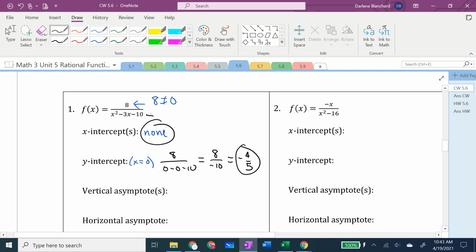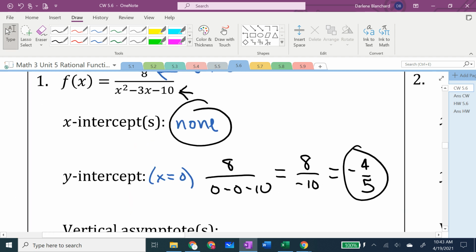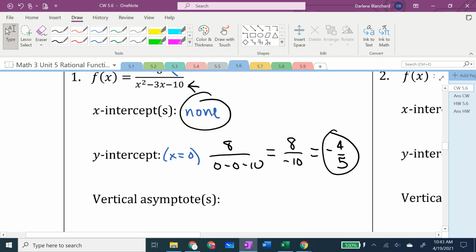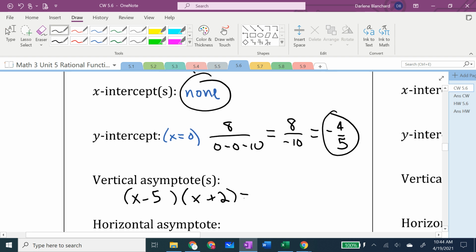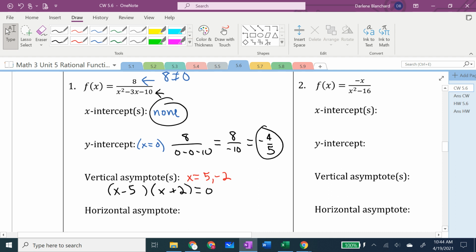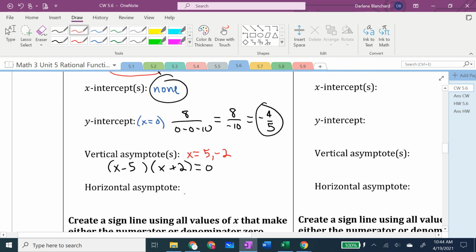Vertical asymptotes are what make the denominator 0, but I need to factor that. So I'm factoring x squared minus 3x minus 10, and then I'm looking at what makes that equal to 0. That would be x equals 5 and negative 2. All the problems I'm giving you, the numerator is less degree than the denominator. Degree 0 over degree 2. Horizontal asymptote is 0, y equals 0. Every one of these problems, that's going to be your case.